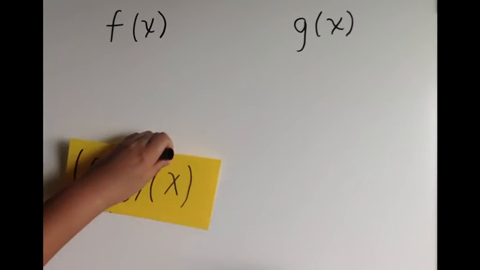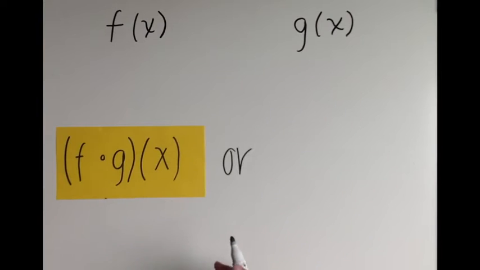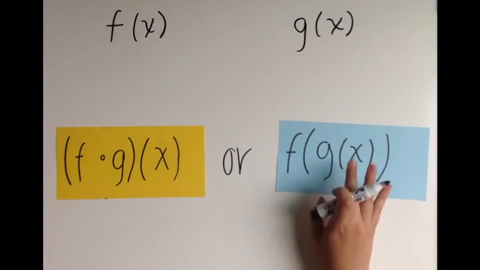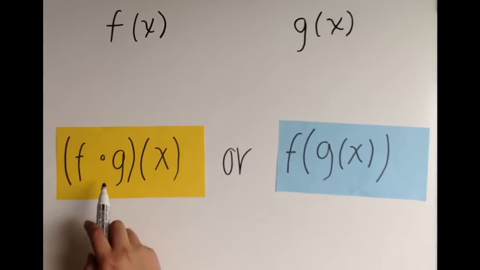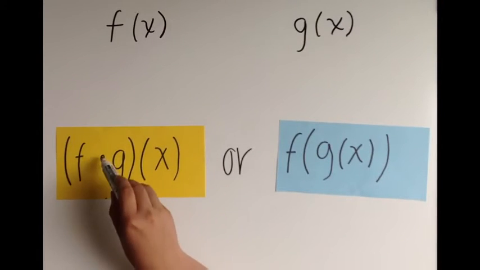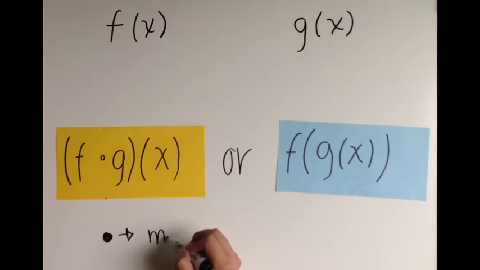This can be written like this or like this, and it is read as f composite with g or just f of g. It is very important that we do not confuse this little circle with a dot, because the dot means multiplication. So let's go see our first example.